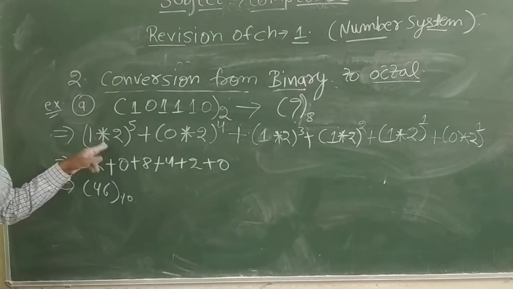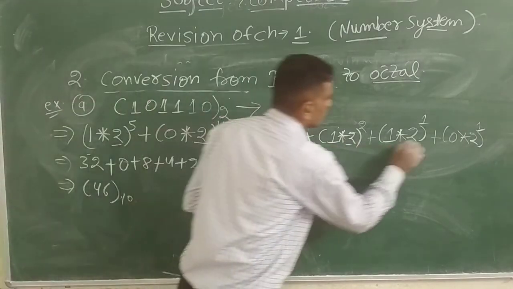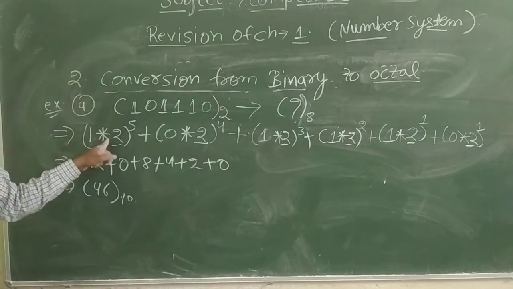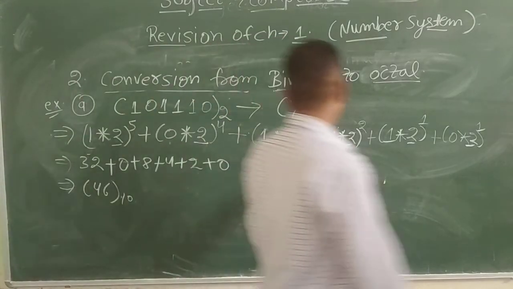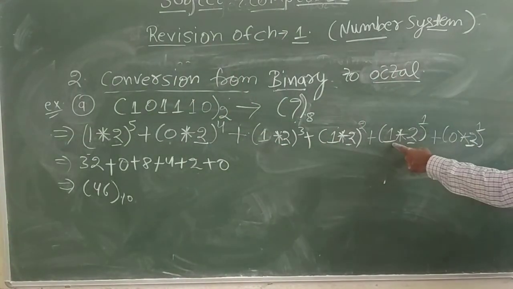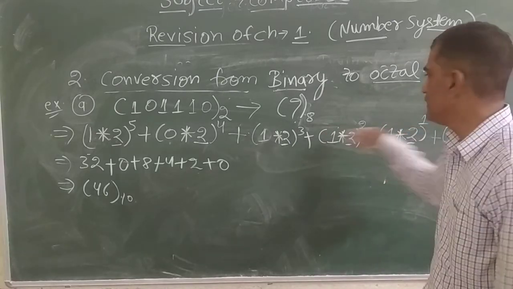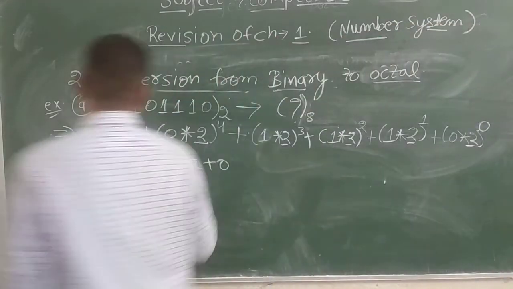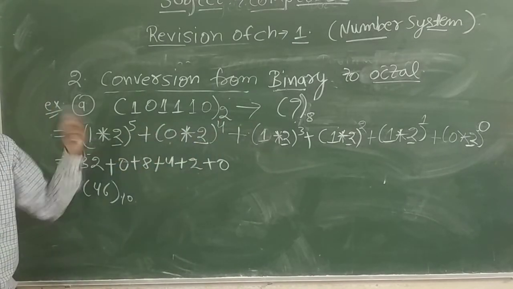So first of all we have to write here 101110, and we have to convert it because the base is 2. So first of all we have to multiply each and every number by 2: 1 multiplied by 2, 0 multiplied by 2, 1 multiplied by 2, 1 multiplied by 2, 1 multiplied by 2, and 0 multiplied by 2. We have to write here starting power 0, increasing by 1, every digit 1, 2, 3, 4, 5. Total number is 6, starting from 0 and ending at 5.